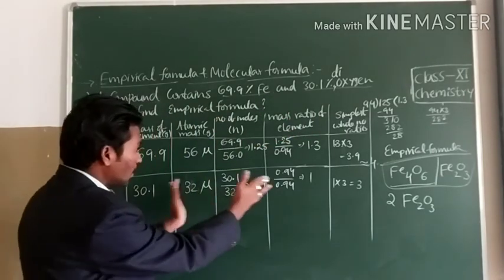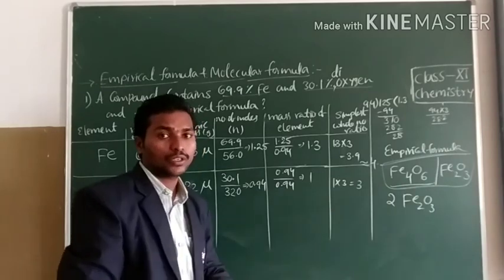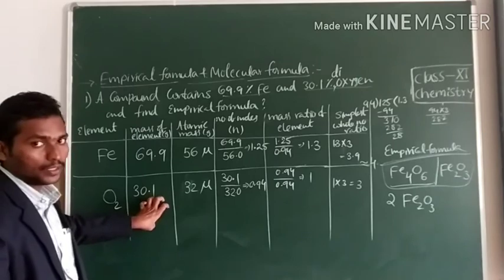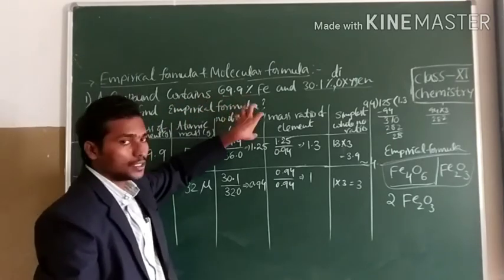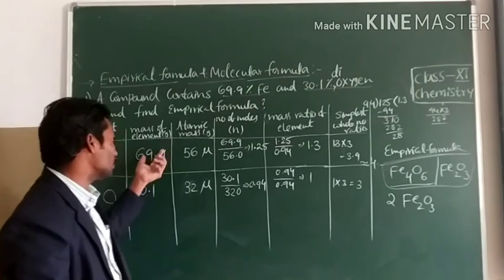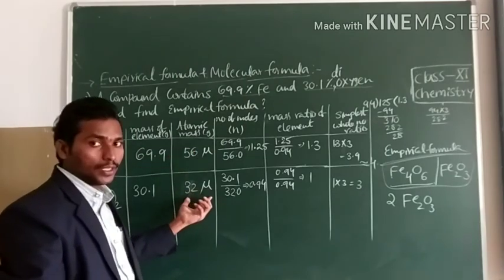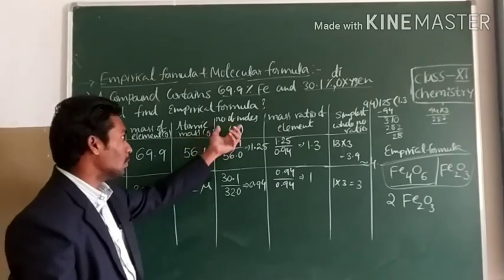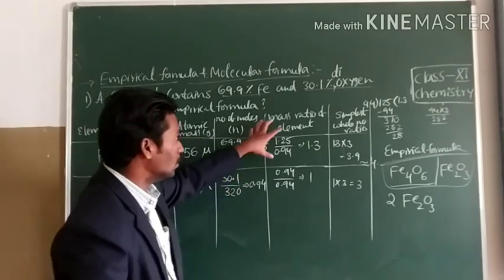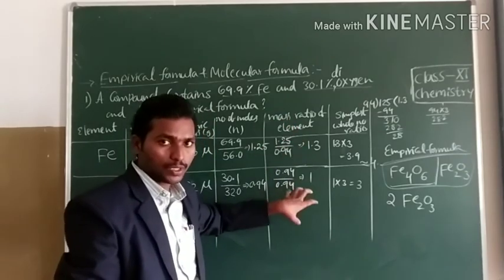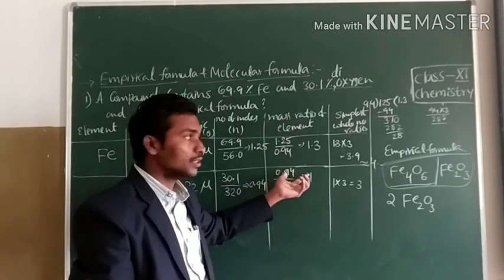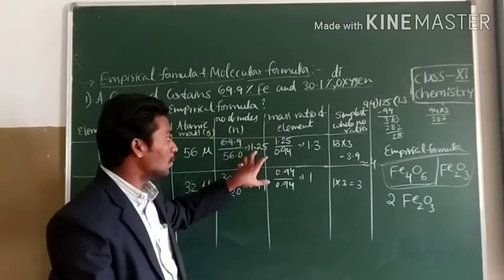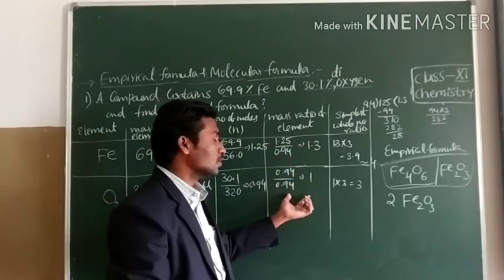So this is the way we have to find the empirical formula as well as the molecular formula of the given compound. First, we have to find the mass of each element. In the problem they are given as percentage composition, so we have to convert percentage composition to grams. Next, we write the atomic mass of the element. When we divide the mass of the element by the atomic mass, we get the number of moles. Now we find the mass ratio of the elements by dividing by the smallest value among themselves.